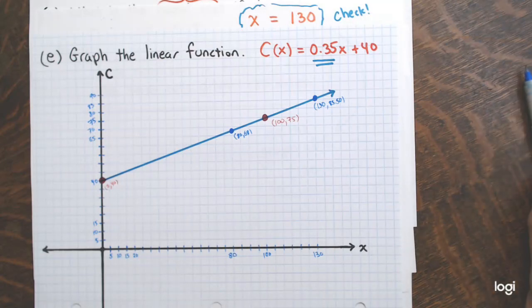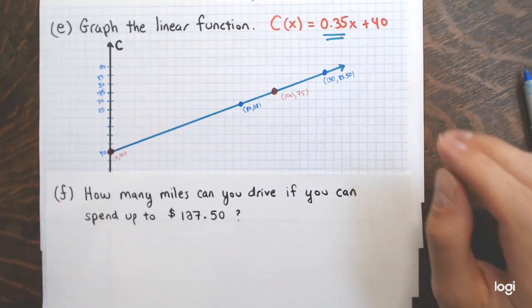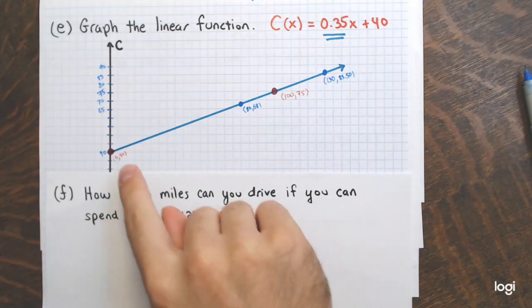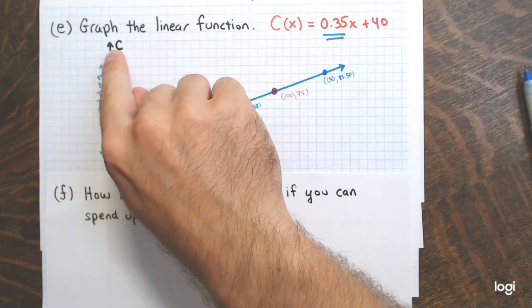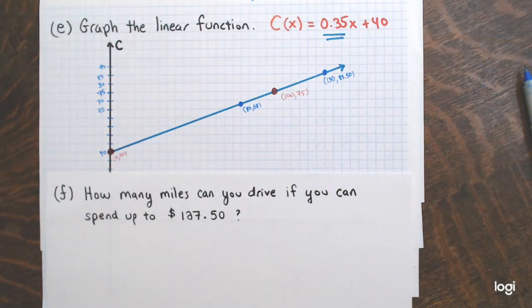Great. All right, now that I have this graph up, we can answer one more question. Now you don't really need the graph to answer this question, but we're given that function describing the cost of renting the truck for driving it x miles for a day. Part F, this is the last part. How many miles can you drive if you can spend up to $127.50? That's not actually going to show up on my graph. I'm up to $90 here, then that would be 100, two squares up. So $127.50 is a little bit off the screen there. It's not on my graph.